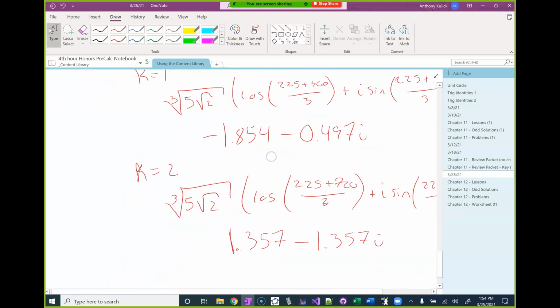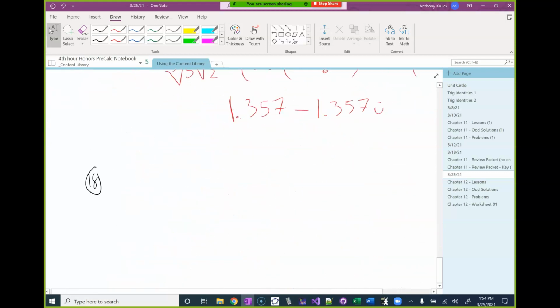Let me pull up the directions. Oh, we don't know. It's for 18. Yeah. It's -6 plus 6i. It wants you to convert the following complex numbers into trigonometric form between 0 and 2 pi. Okay.